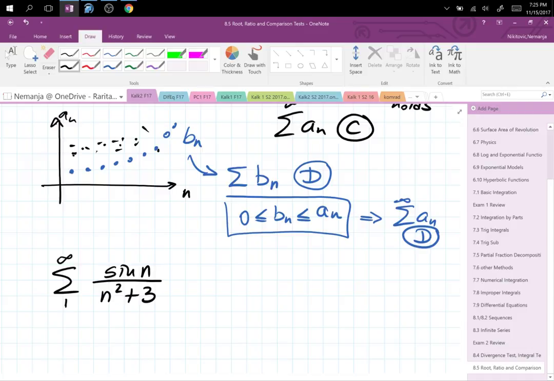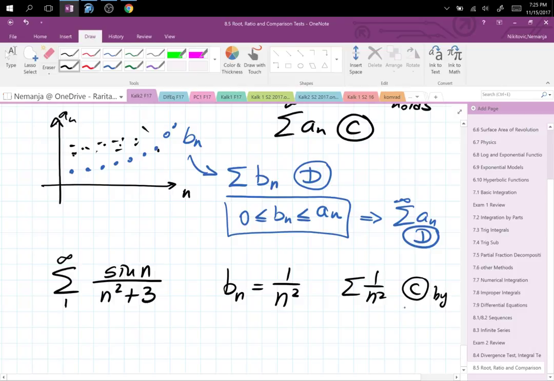How about I consider bn to be 1 over n squared? Because the sine can at most be 1, and the denominator looks like n squared. You forget about the plus 3, right? In infinity, that really doesn't do anything. So you look at this and you say, well, I know that the summation of 1 over n squared converges by p series, right? Because your p is 2, that's bigger than 1.